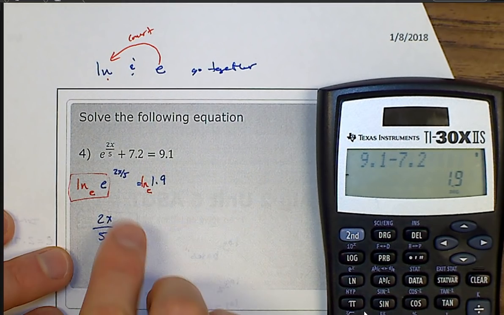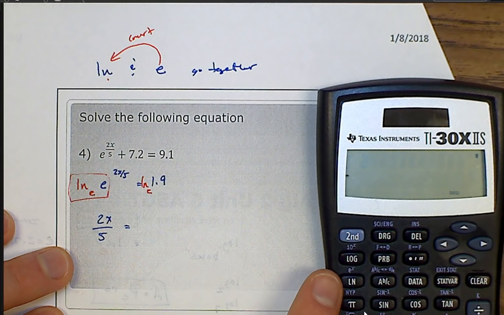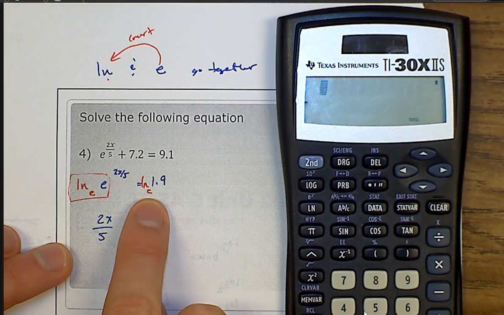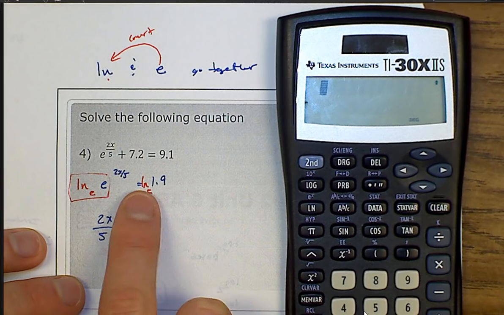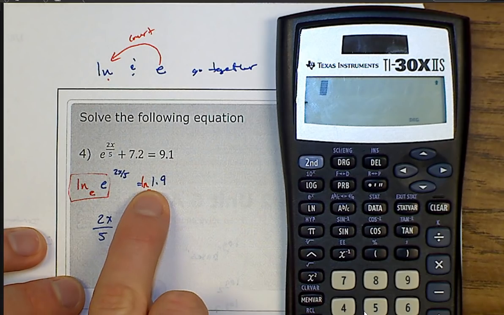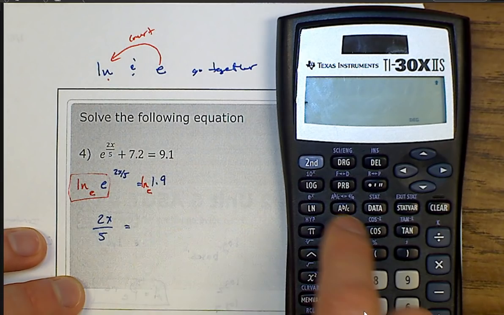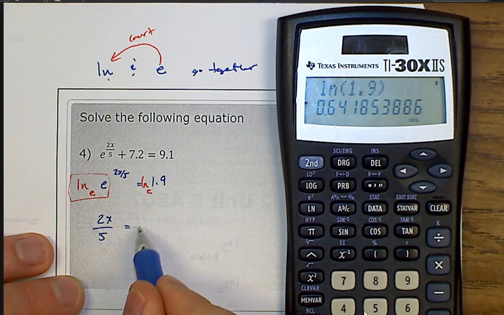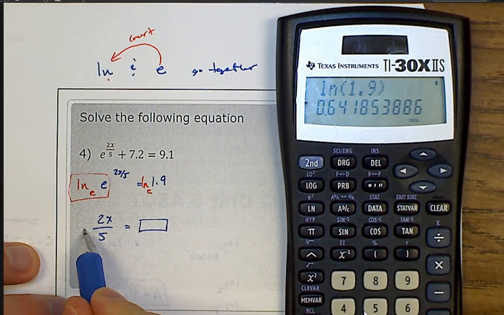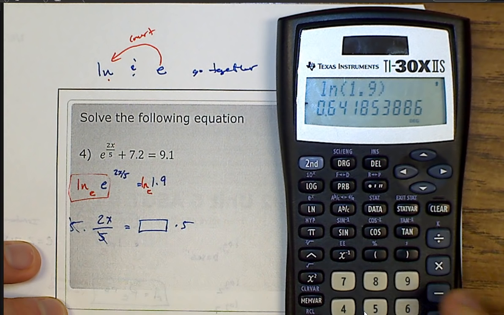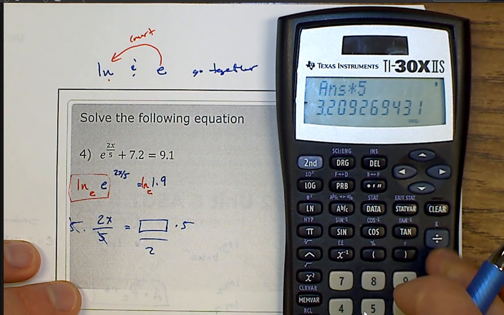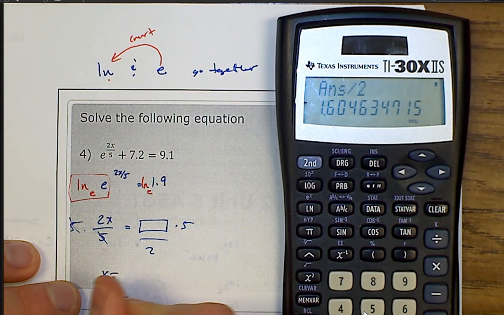Now, in your calculator, you'll notice you have a natural log button. It's right here. I'm pointing at it. We don't need to do change of base and go natural log of 1.9 over natural log of e. Remember, we can just look at this as just natural log of 1.9. So I can just take my calculator and hit ln of 1.9, hit equals, and I get that decimal. Now I'm going to leave that decimal in my calculator. What am I going to do with that? I'm going to multiply that decimal by 5, and then I'm going to divide it by 2, because I have that times 2. And I get x equals 1.60.